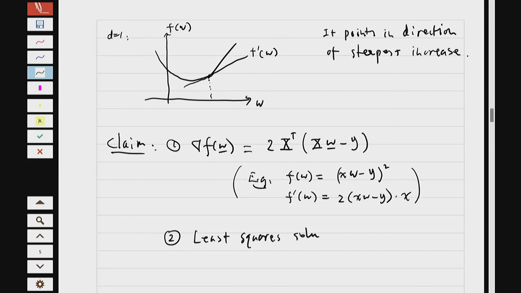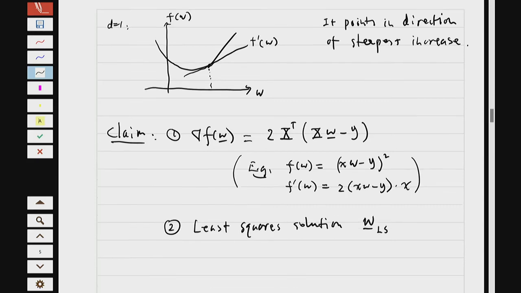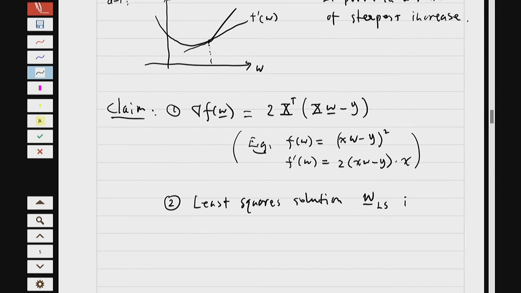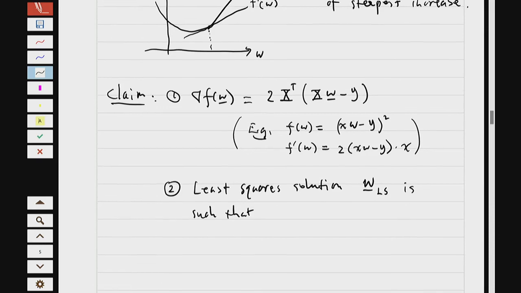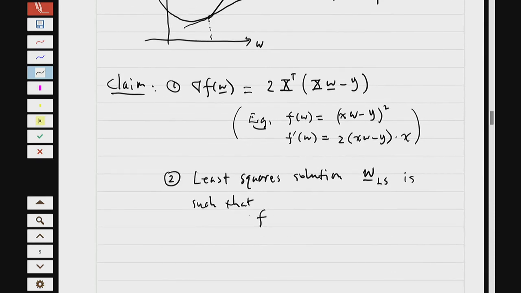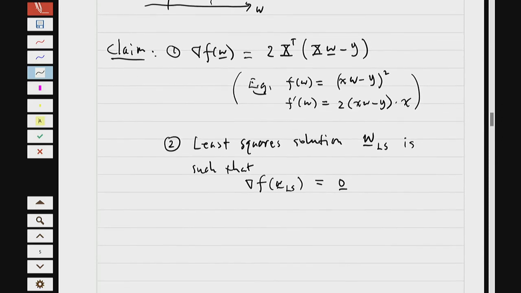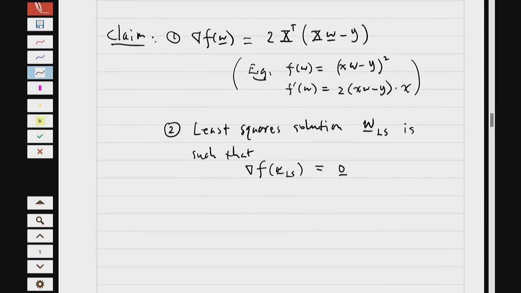Least square solution, let's call it W of LS, is in the form such that f, the gradient at WLS, is equal to 0. And of course, the corresponding example in the one-dimensional case says that f prime of W is equal to 0.